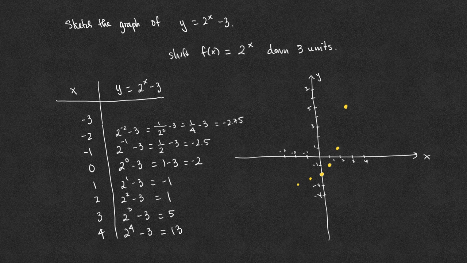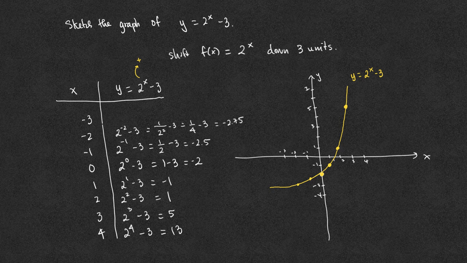In fact, the graph will never go below negative 3. We know this because 2 to the x is always positive, and any positive minus 3 will not be below negative 3. Knowing that the graph cannot go below negative 3 and it is increasing, we then connect these points to form a smooth curve. This is the graph of an exponential function y equals 2 to the x minus 3.